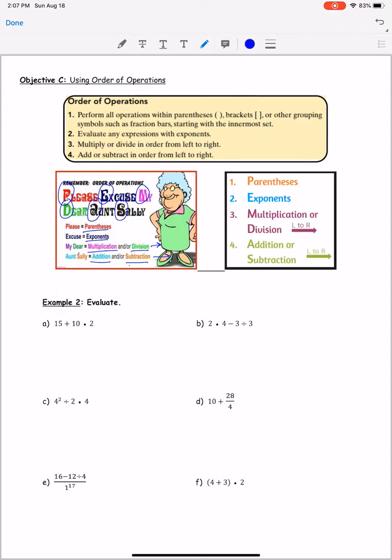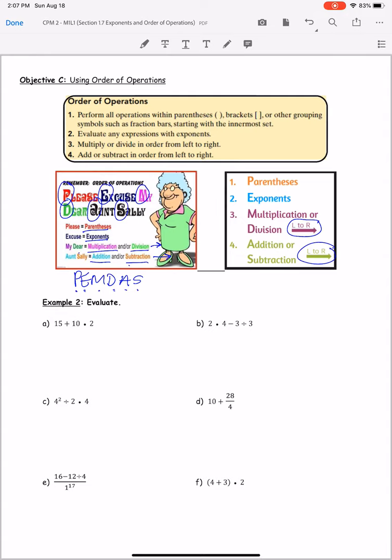So you'll see me a lot of times put this PEMDAS. This is your please excuse my dear Aunt Sally, and that stands for parentheses, exponents, multiplication, division, addition, subtraction. And then this last one here is the same thing as this one here, but it's just way more condensed. Tells you parentheses first, exponents, multiplication and division from left to right, addition and subtraction from left to right. So let's try some.